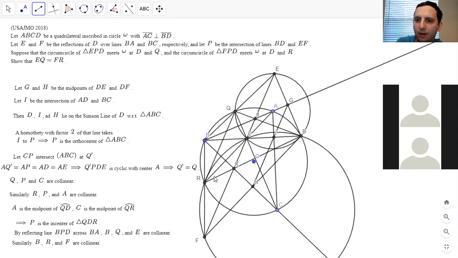Yeah. So B, Q, and E are collinear because B, P, and D are collinear. And if you reflect both of them across line AB, then you get B, Q, and E. So that's why this whole triangle BDE is isosceles, and Q and P are reflections. So it's easy to get QR as parallel to EF now.